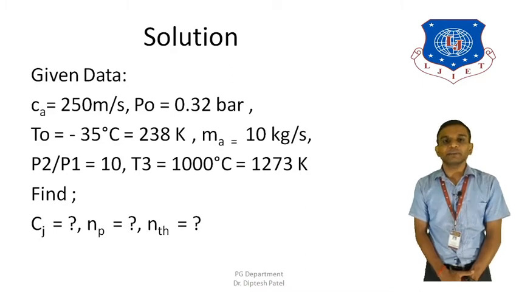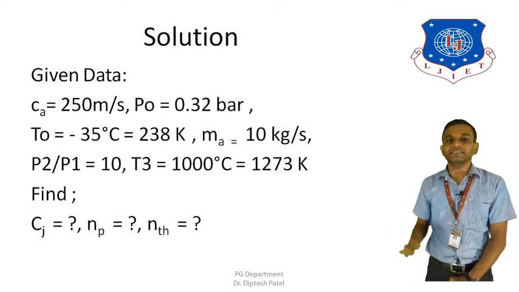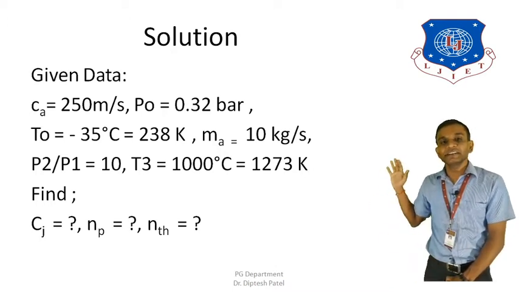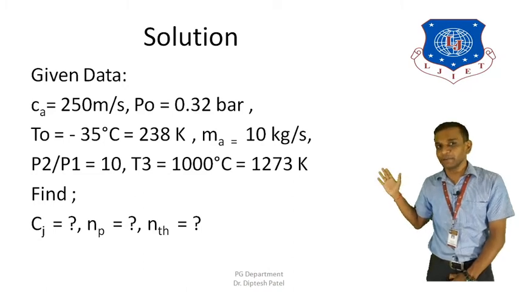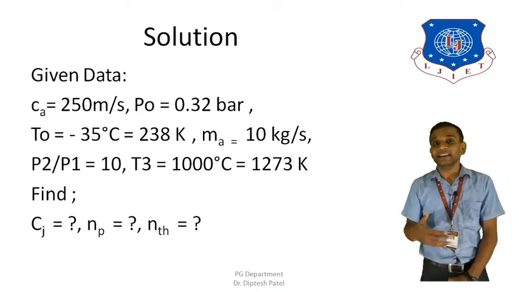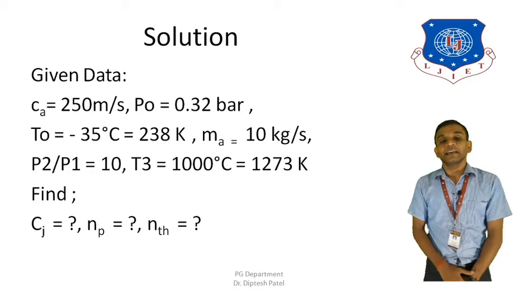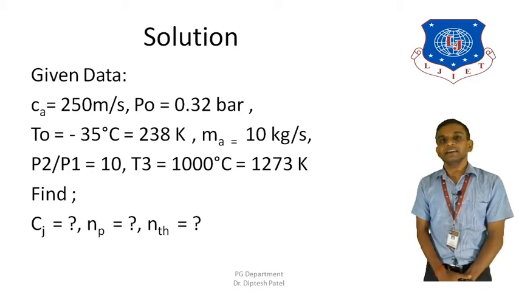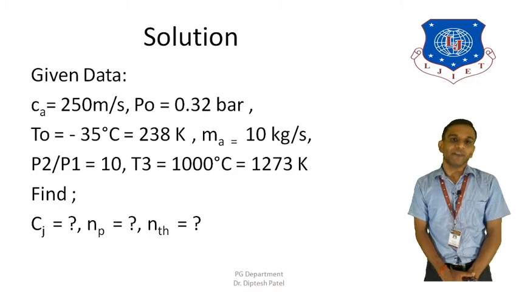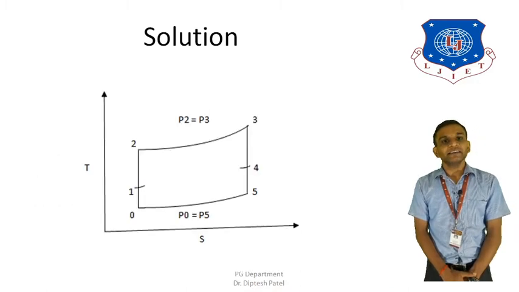So I should write 1273 Kelvin, and here we need to find out Cj, eta P and eta thermal, right? That is the velocity of gases leaving the nozzle, then the propulsive efficiency and the thermal efficiency. So these are the three different things that we need to find out. Okay, so let's start the example.